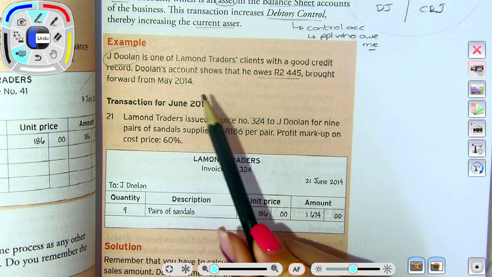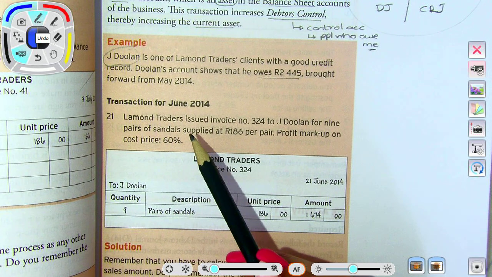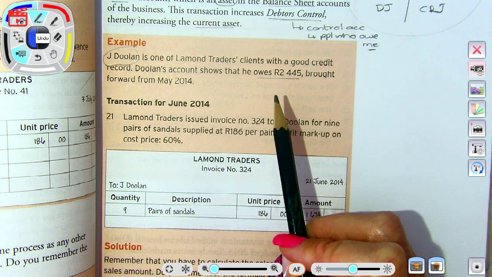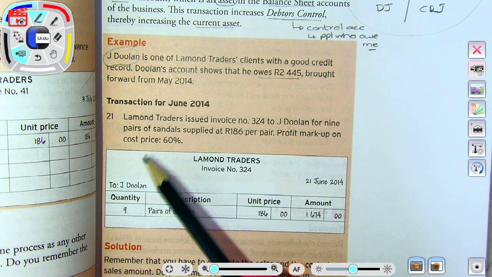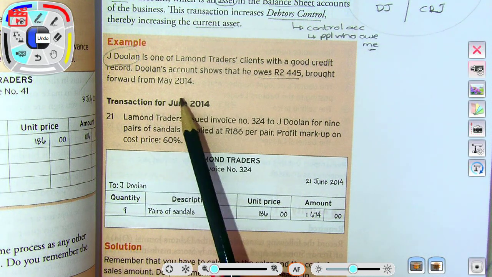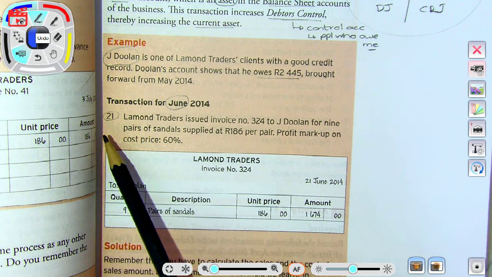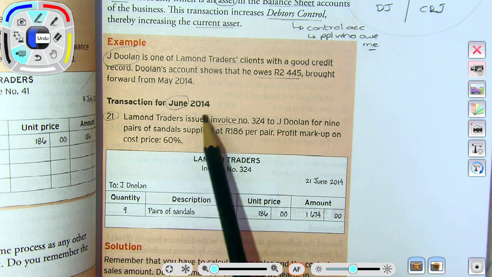Brought forward from May 14. So in other words, at the end of May, he still owed me 2,445 Rand. Okay, so let's see what's going on here. Transactions for June. So we are now working in the month of June. On the 21st, Lambden Traders issued invoice number 324.